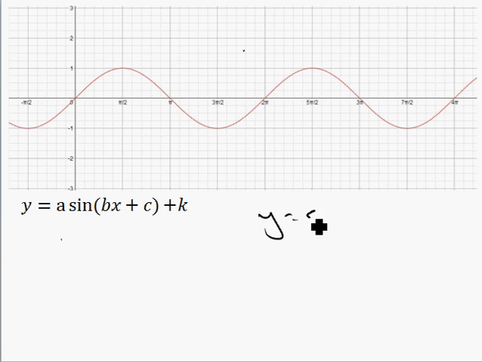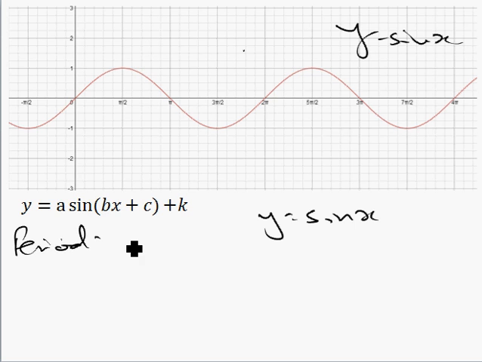y equals sine x, which is what's here. What's the period of this graph? Period is 2 pi over b. What's the value of b? Well, b is 1. See, there's no number here. So the period is simply 2 pi.